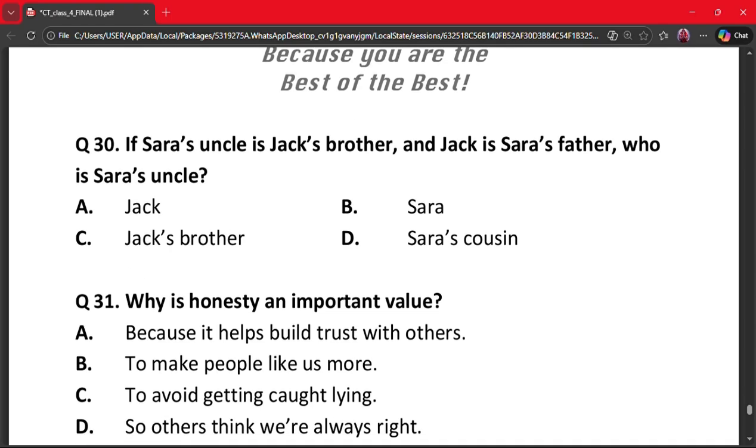Our next question is question number 30. If Sarah's uncle is Jack's brother and Jack is Sarah's father, who is Sarah's uncle? A. Jack, B. Sarah, C. Jack's brother, and D. Sarah's cousin. So uncle is father's brother and Jack is father. So uncle is Jack's brother. So correct answer is option C.